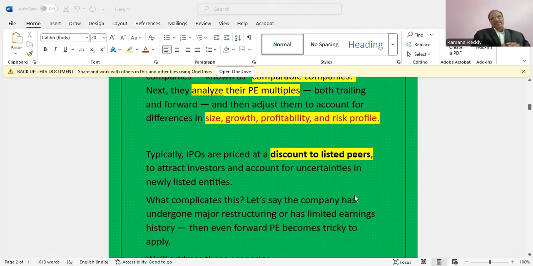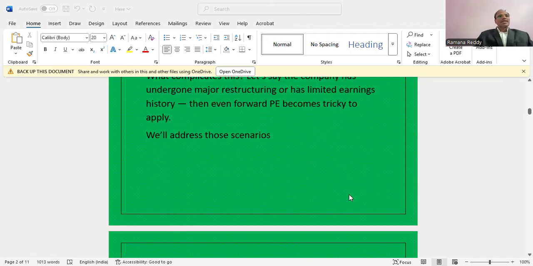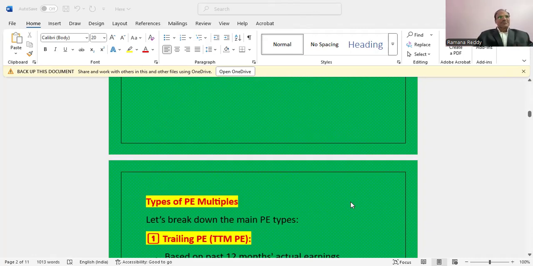What complicates this? Let's say the company has undergone major restructuring or has a limited earnings history. Then even forward PE becomes tricky to apply. So we'll address those scenarios.